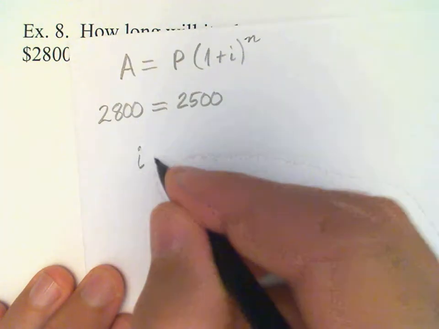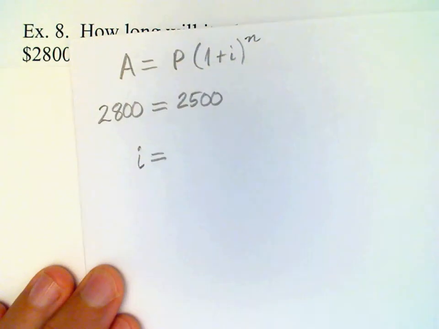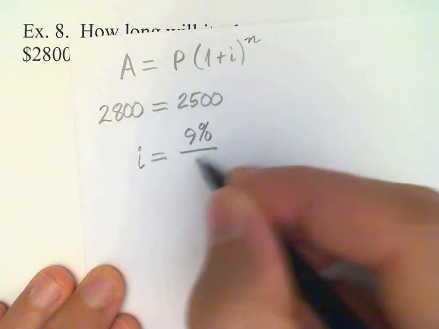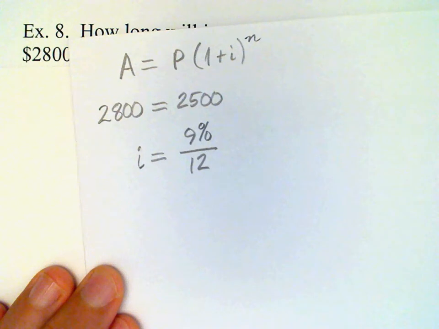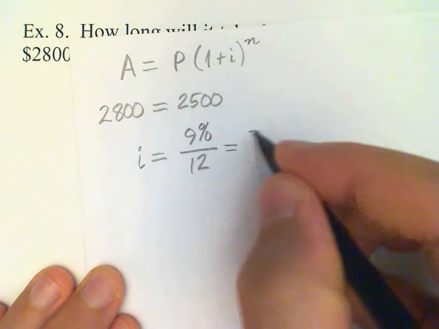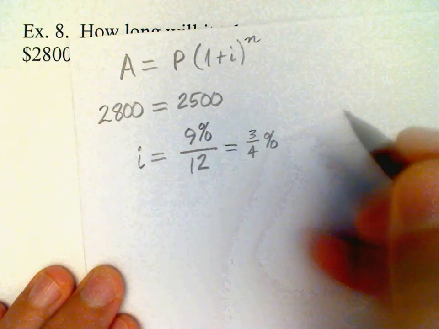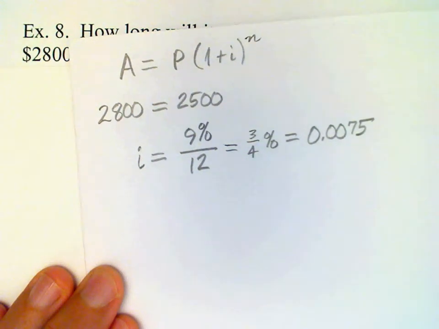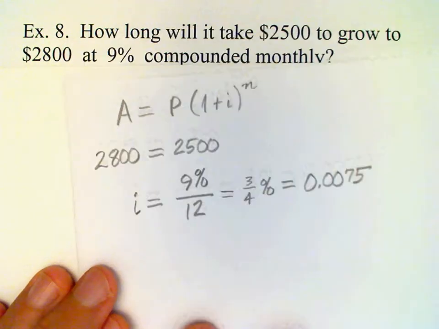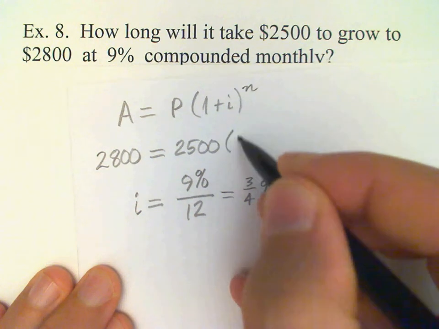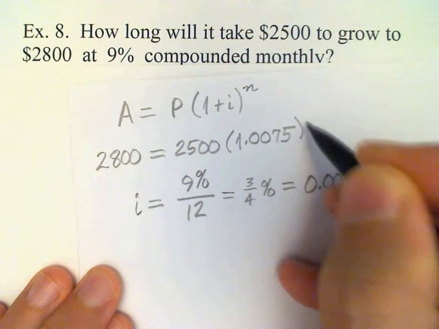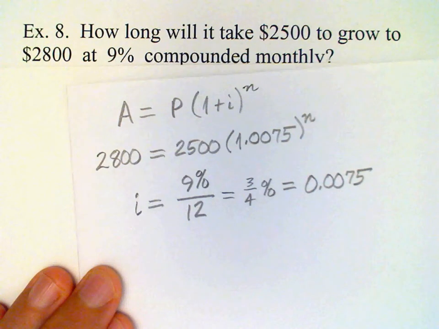I is the interest rate per period. It says that we have 9% compounded monthly. That means that we need to divide up the 9% annual rate into 12 periods. So that'll give us 3/4%. And converted to a decimal, that's 0.0075. Okay, so that means our 1 plus I is going to give us a factor of 1.0075. And then we have to raise that to the n power.